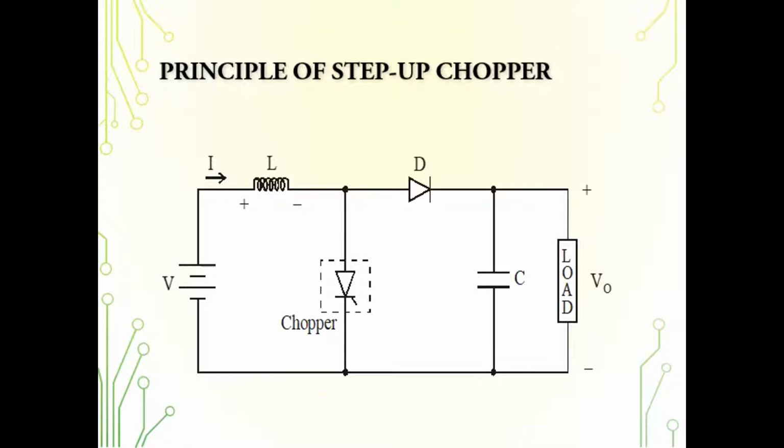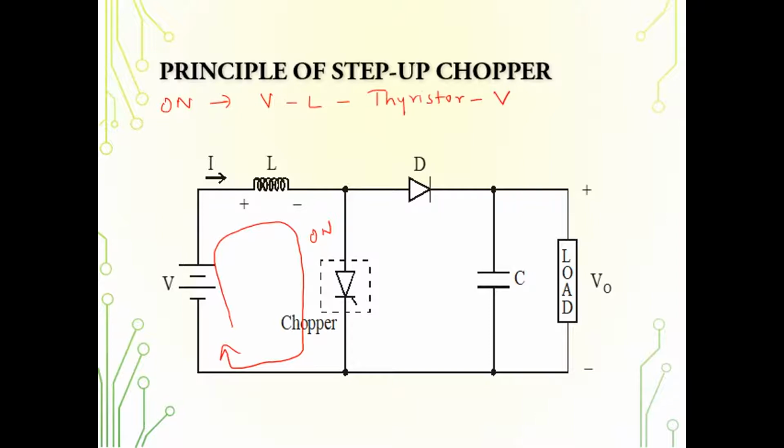So here, how is it going to work? First we will assume that the chopper is on. That means our thyristor is on. So how will the thyristor be on? By applying the gate pulse. So what will happen if the thyristor is on? When the thyristor is on, the current flows from the supply through the inductor, through the thyristor and back to the supply.